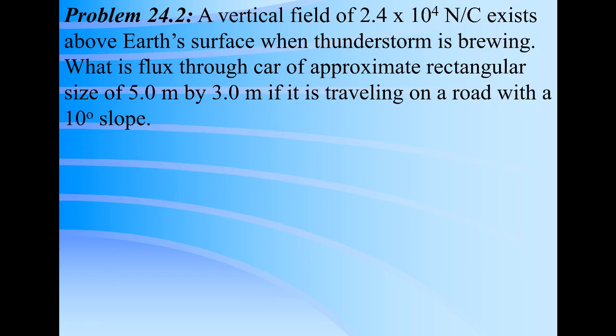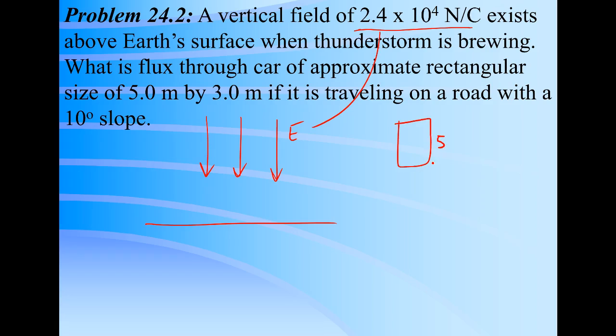Here's another example. Say we have a vertical field, and it doesn't really matter if it's up or down, but we have the value of that field, and it's existing above Earth's surface when a thunderstorm is brewing. We want to find the flux through a car, which is rectangular, size, top view of 5 by 3 meters, if it's traveling on a road with a 10-degree slope. So the car approximates like a line, if you look at it from the side, that is. And so we have an area that goes kind of like this, and we have 10 degrees.